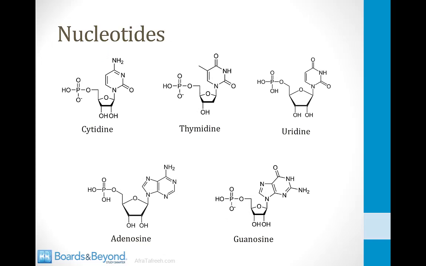Once a nitrogenous base is attached to a ribose sugar and a phosphate group, it becomes a nucleotide, and the name of the nucleotide depends on the name of the base that's attached. So when cytosine is the base attached, it's called cytidine, and when thymine is attached, it's called thymidine, and when uracil is attached, it's called uridine, and all the pyrimidine nucleotides end in dine. For a purine, once the base is attached, the nucleotide name ends in sine. So when adenine is attached, it's called adenosine, and when guanine is attached, it's called guanosine.